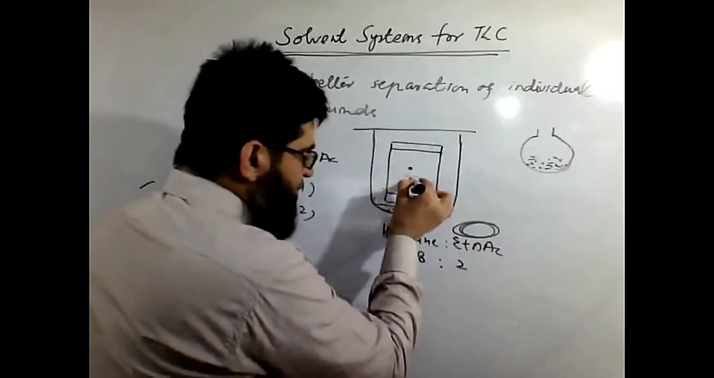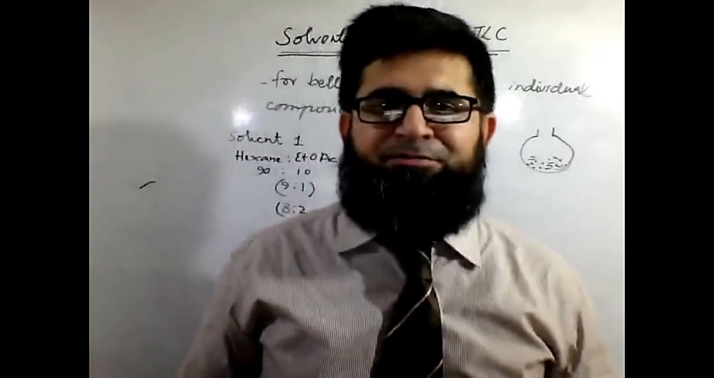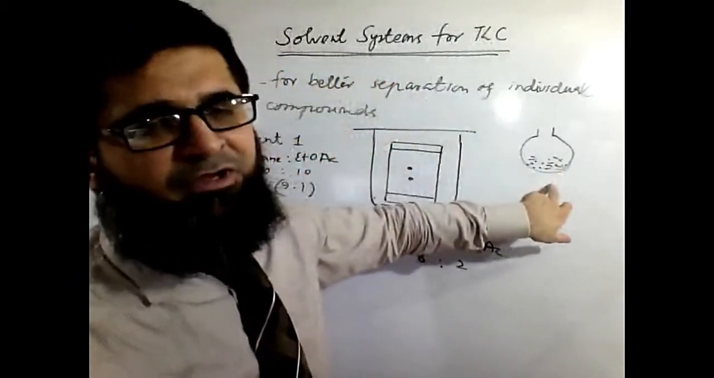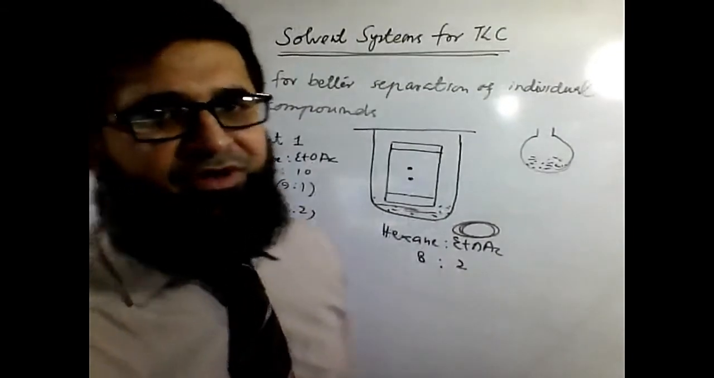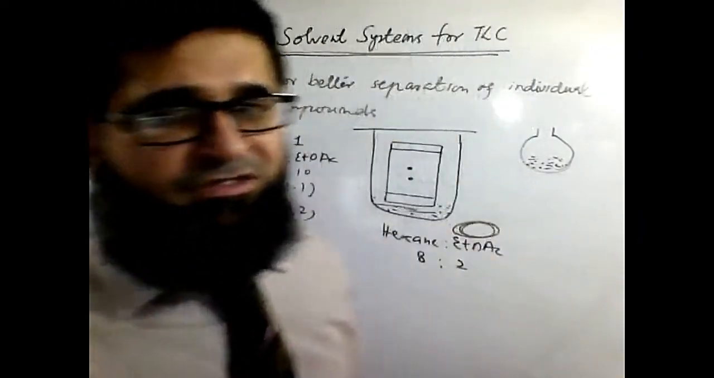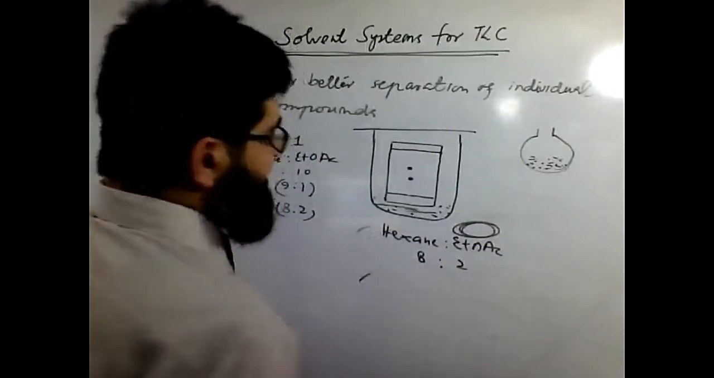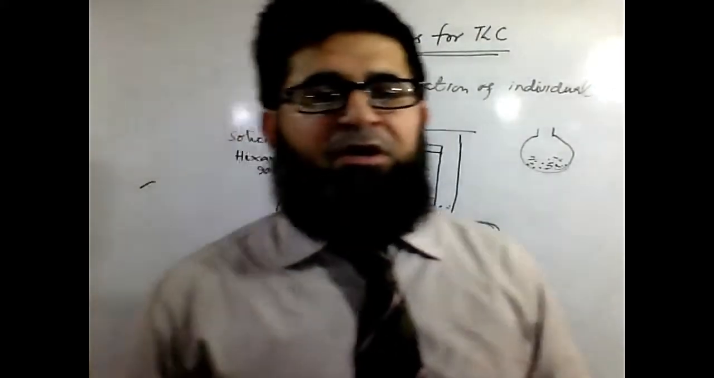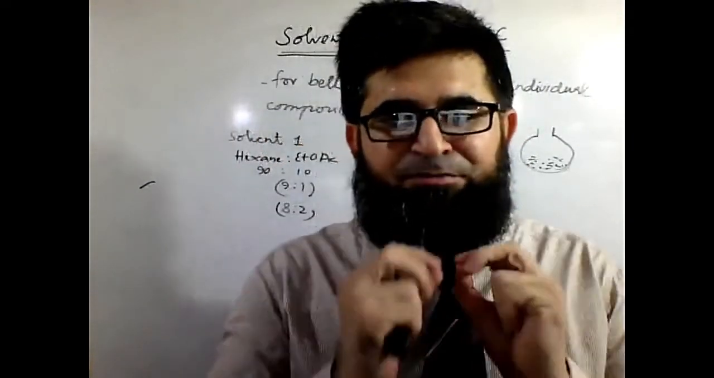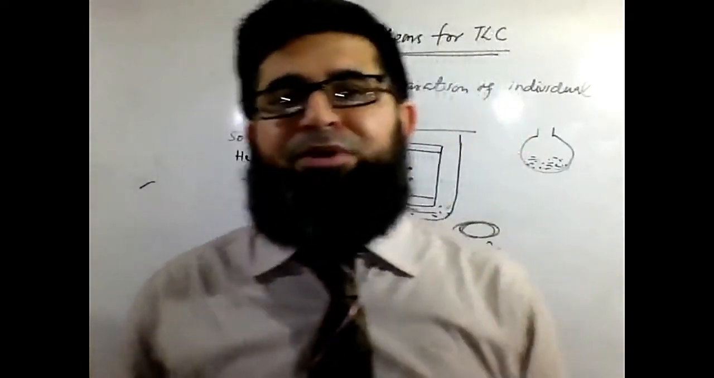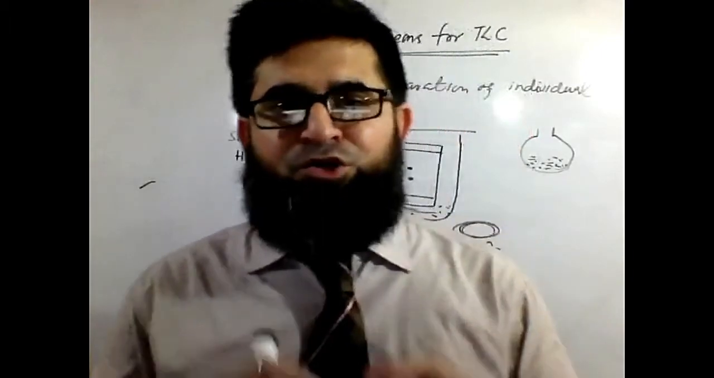Again, we see that only two spots are available on the TLC, meaning two components are present in this flask. Either they are reactants or products, or it's some sort of a compound that was given to you for identification purposes. So this is how we could use different solvent systems in order to get a clear difference between the two merging components.